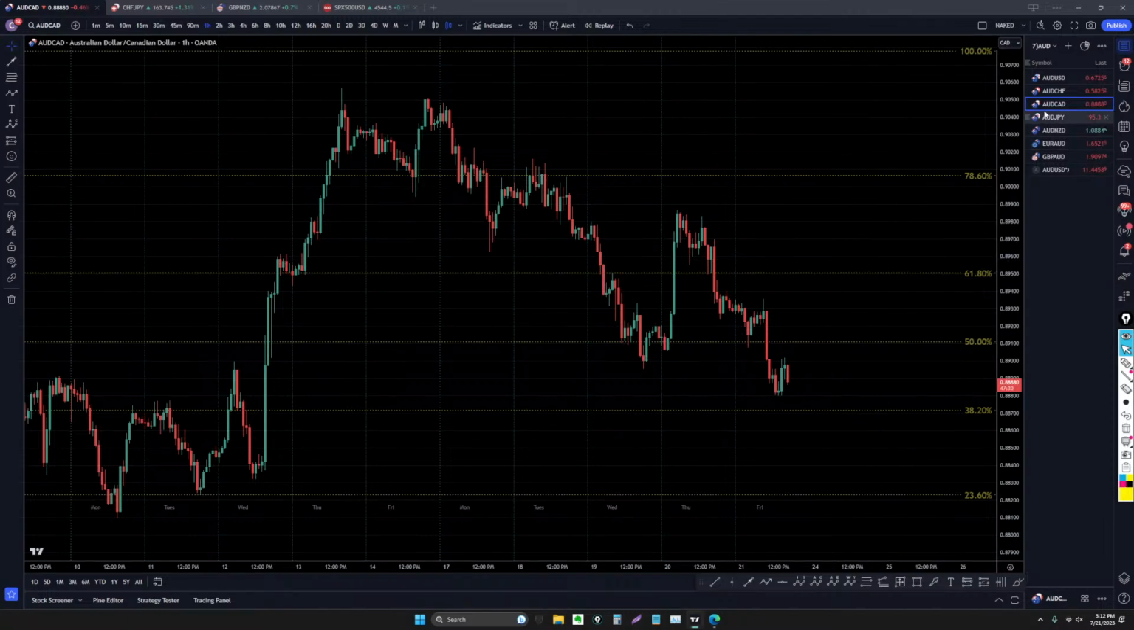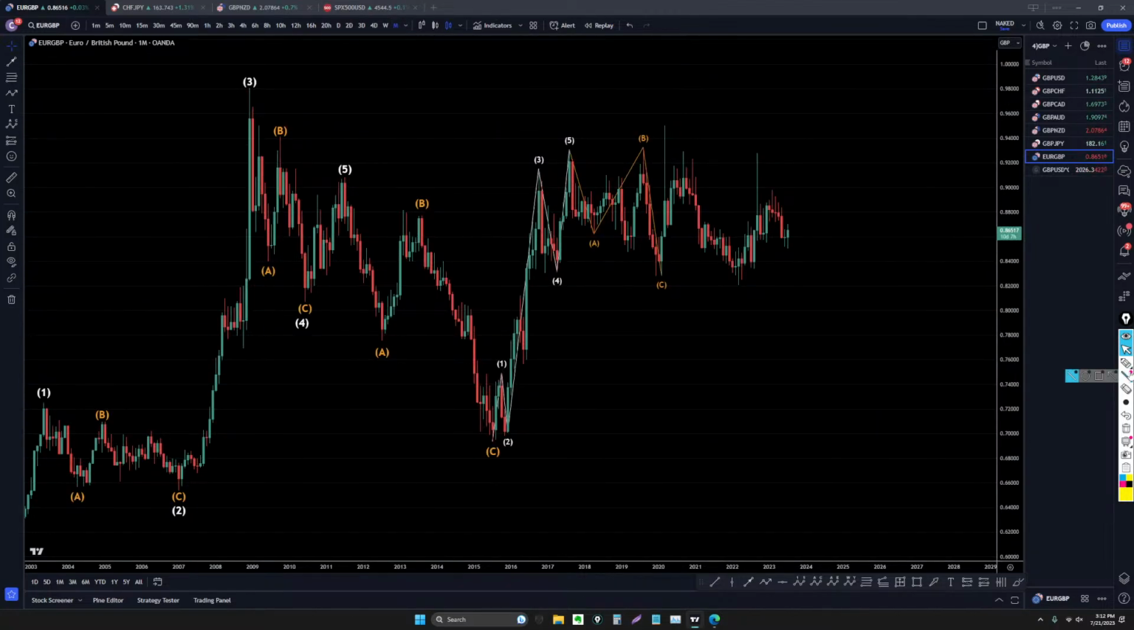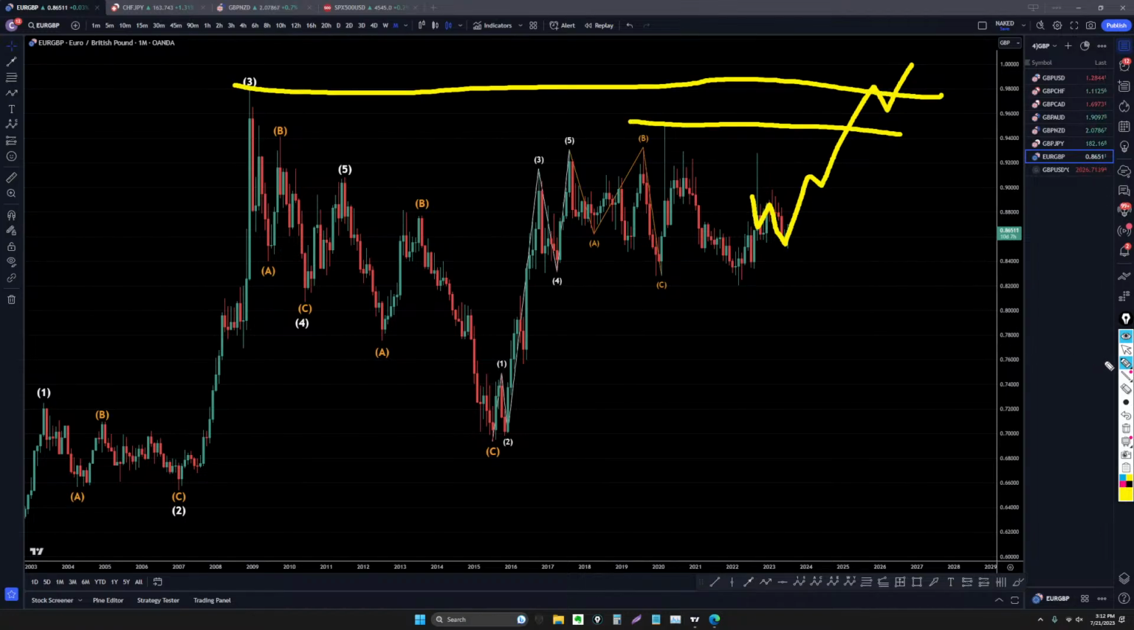So let's go look at the euro pound and the pound Canadian. Let's look at the pound pairs. The euro pound. I think this is still going up also. To me, this looks like an ABC correction, and it looks like it's going to go up. Maybe not quite that high, but I would say at least go up and take out these highs, maybe even take out those highs eventually.